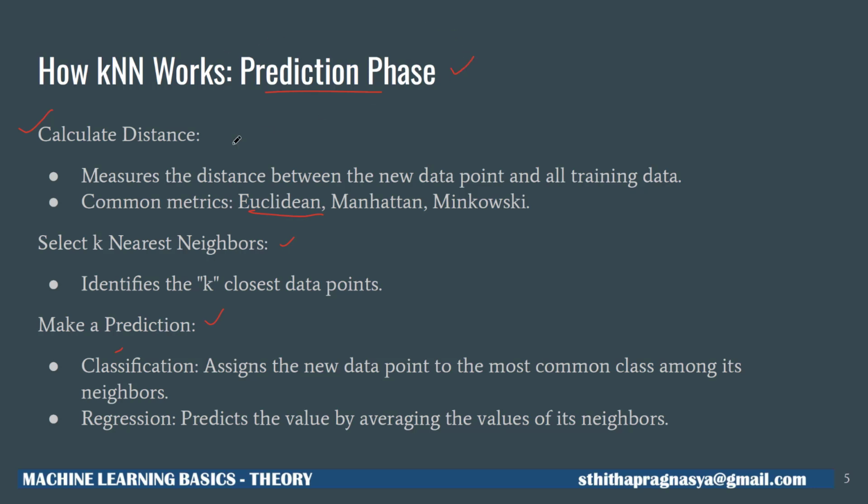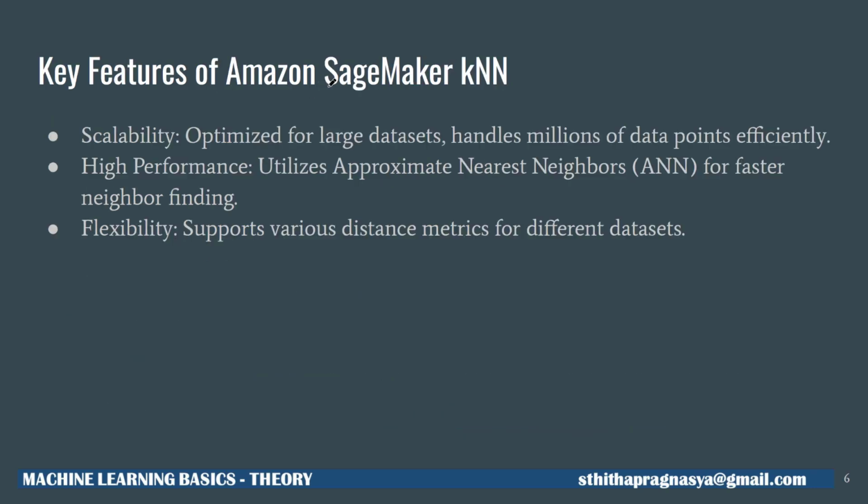So in the prediction phase, you have calculating the distance, then selecting the k nearest neighbors, and depending on whether it is classification or regression, it does two things. So what are the key features of SageMaker kNN?